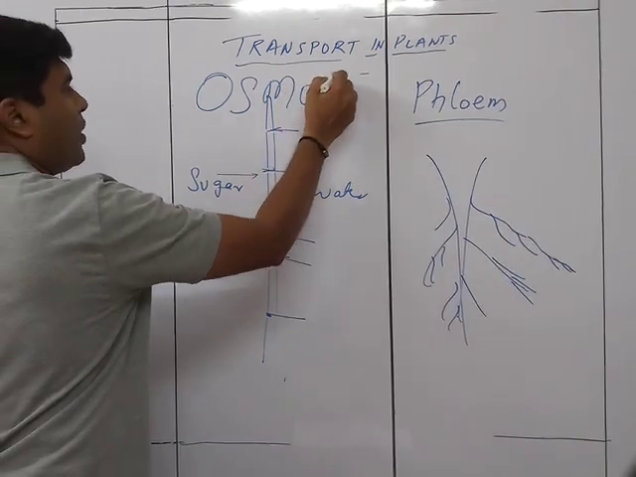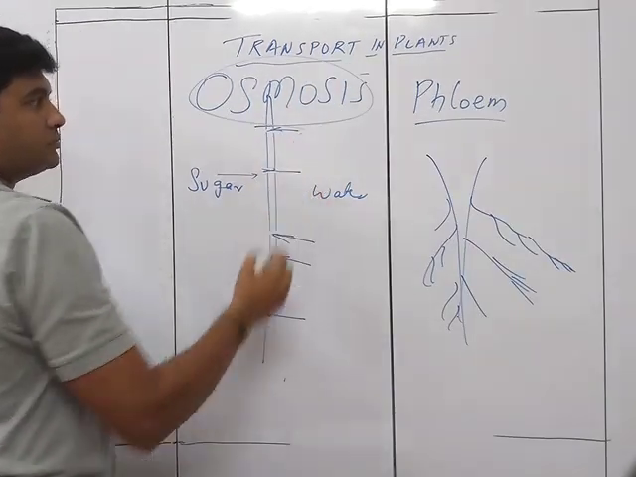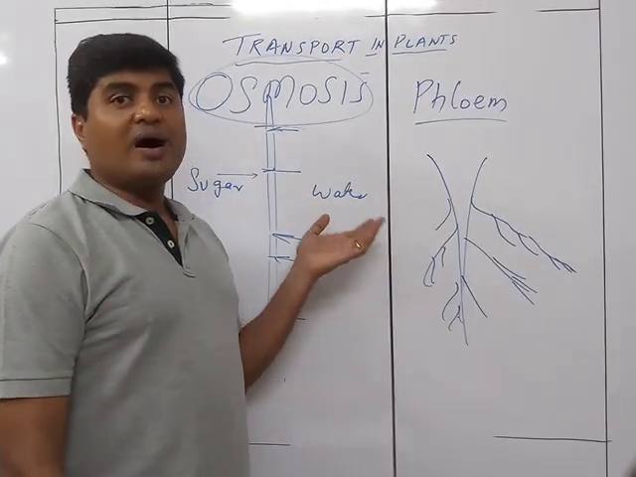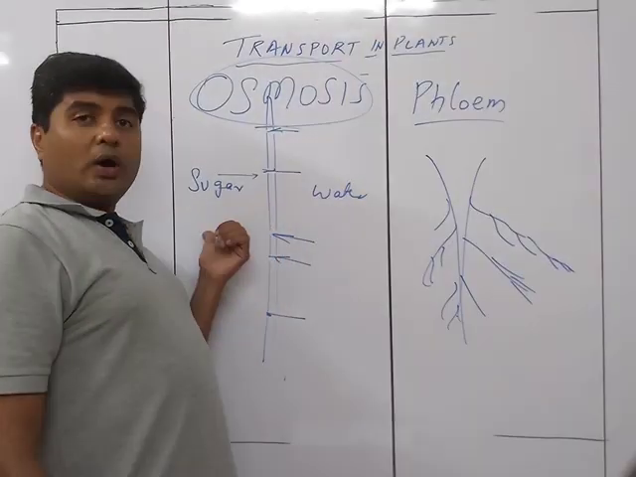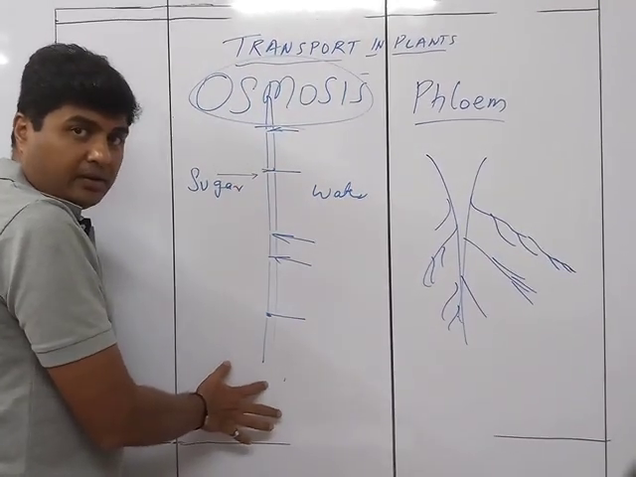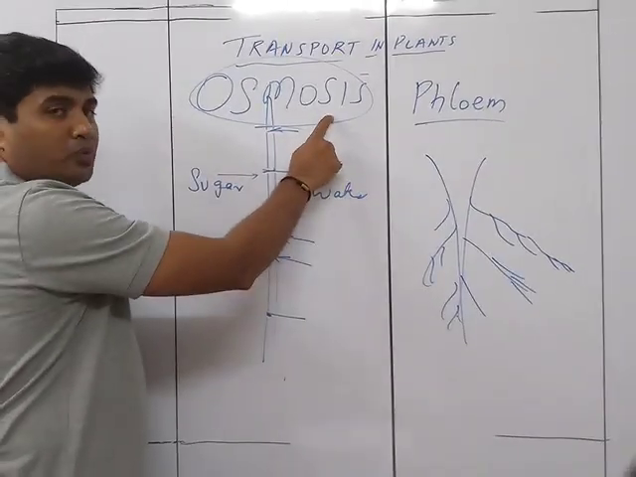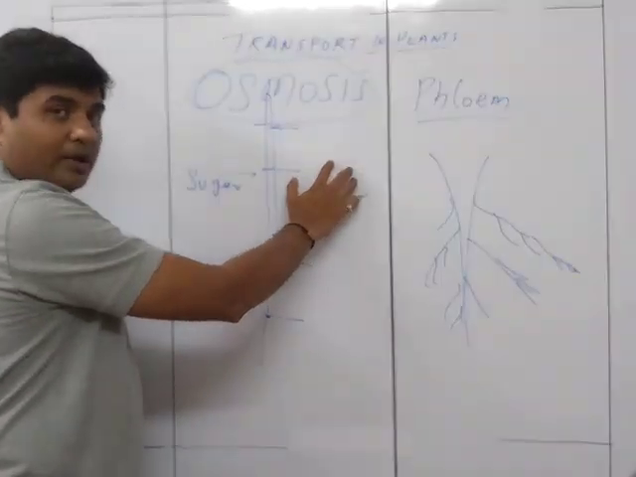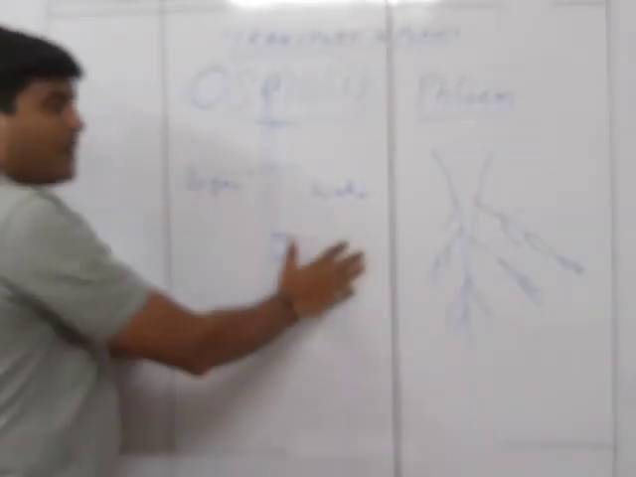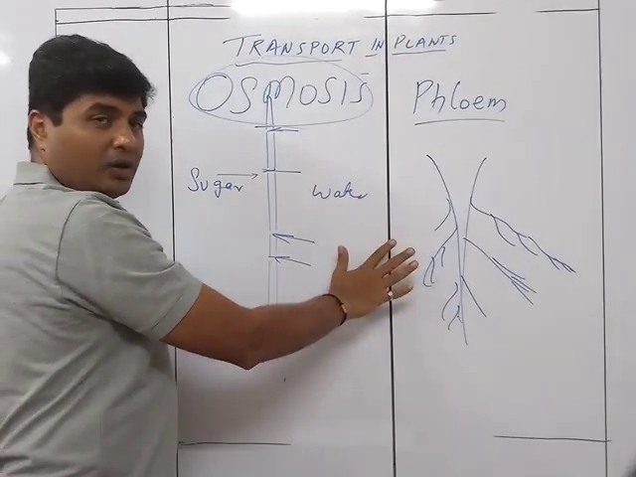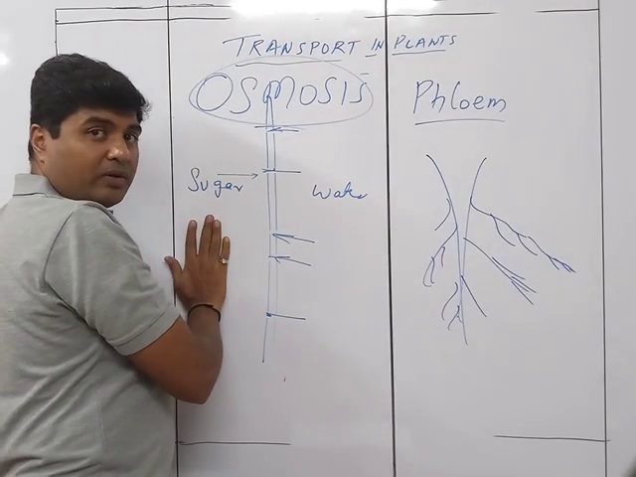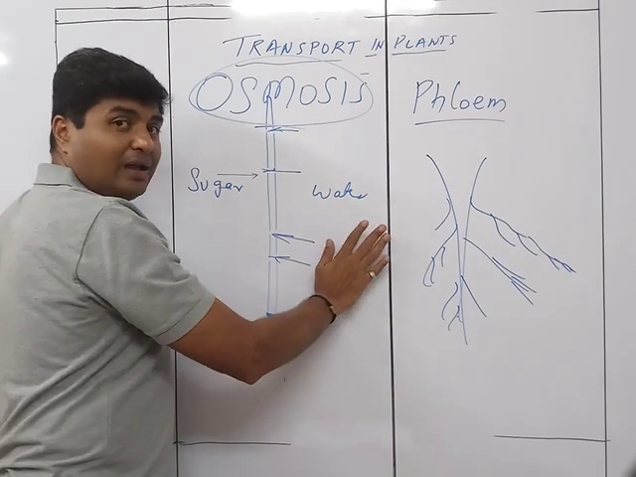So, very, very important, osmosis. When the water molecules move from a higher concentration to a lower concentration, passing through a semi-permeable membrane, the process is called osmosis. I repeat again, when the water molecules move from the higher concentration to the lower concentration, here there is water and no sugar at all, here there is sugar but no water at all, therefore the water level is in lower concentration here, and the water level is in higher concentration here.